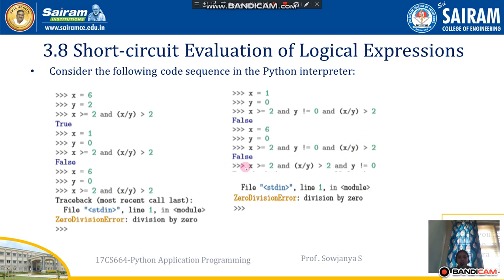We have another one here: x is greater than or equal to 2. What is it showing? A division by zero error, because here the y not equal to 0 check was not placed before the division. That is how we evaluate logical expressions.